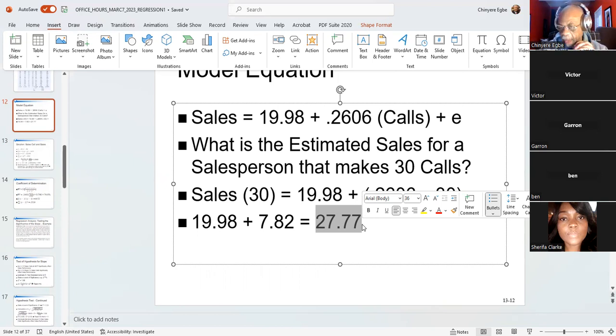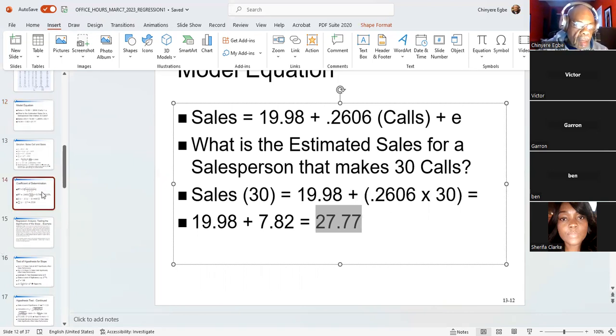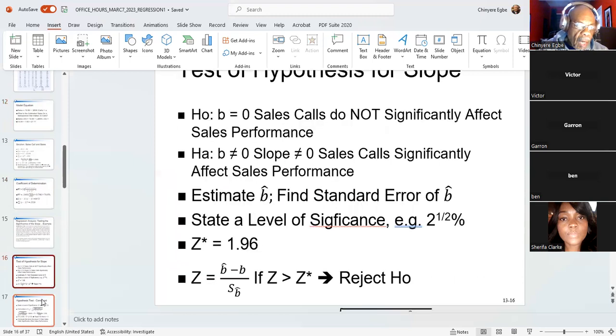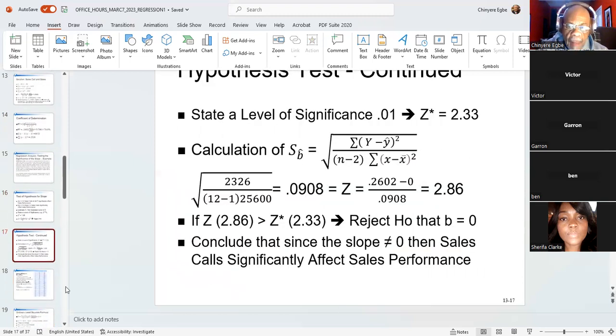So your estimate of Y, the number of sales given 30 sales calls, will be 27.77. That is your Y hat right there. Y hat simply means your estimate of Y given X. All right, so let's move on and try to calculate Y minus Y hat.